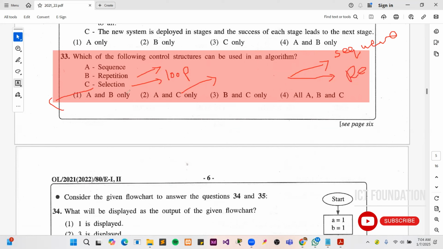If a particular mark is greater than 35, the particular student is pass. Otherwise, the particular student is fail. So yes or no questions will be considered under the selection part. Sequence means we are finding the area and the circumference of a particular circle. So orderly, you will do the procedures in a particular algorithm. So these three are the control structures in algorithms. So all A, B, C are correct for this question.